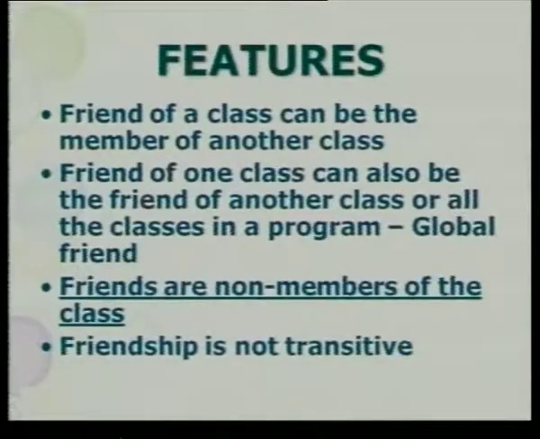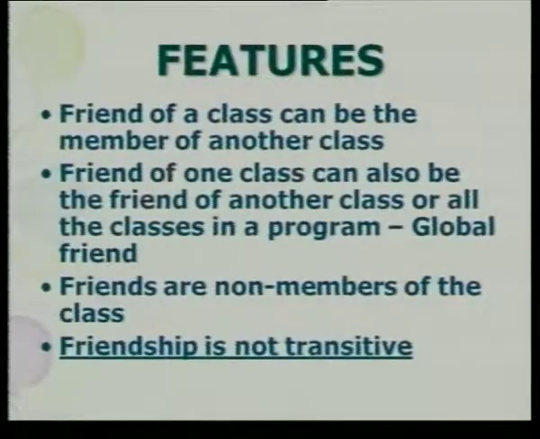A case in which a particular class or a particular function is a friend of all the classes in the program, that is called a global friend, like it is available to all the classes in that particular program or application. Friends are non-members of the class. See, when you are having a particular function in your own class, you need not make it your friend at all, because already you have access to that function and that function has access to the data members. Only when a function is not a member of a particular class will you be interested in becoming a friend.